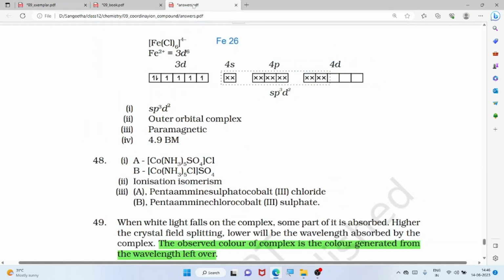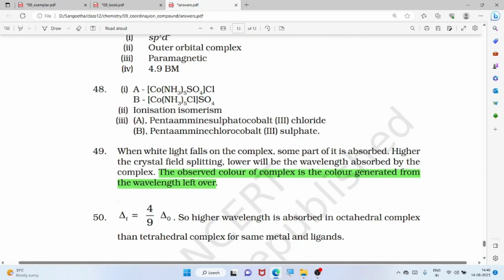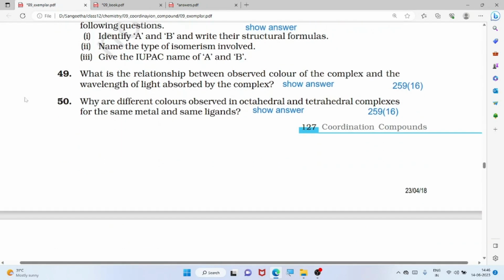Question 48. This is the answer. Okay. What is the relation between the observed color of the complex and the wavelength of the light absorbed by the complex? So what we see is the color that is the leftover color.